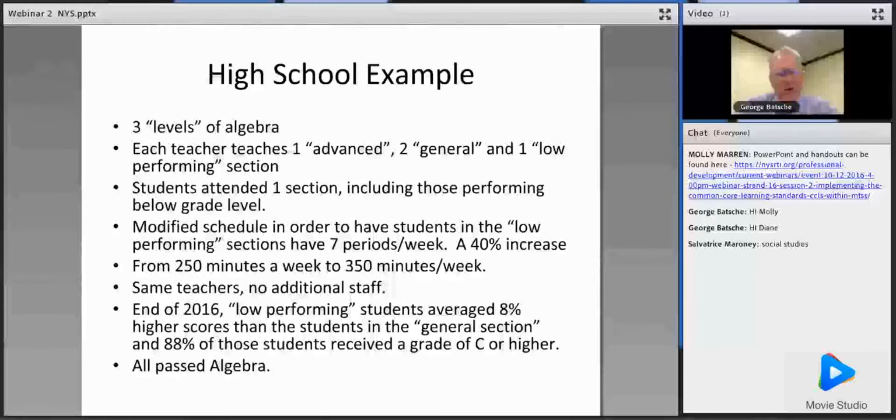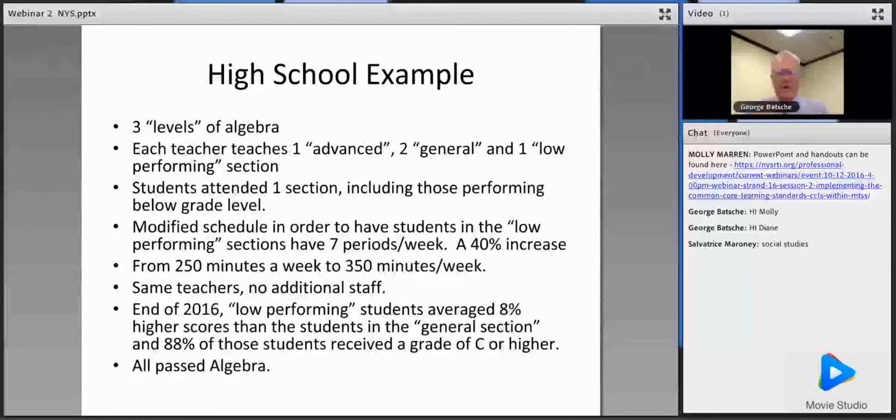This is an example in a school we're working with, and we implemented this in December of this last year. This school has 3 levels of algebra. Each teacher teaches 1 class of advanced, 2 sections of general, and 1 section for low-performing students. Students attend one section only. So you're either in the advanced, general, or low. You could move in between them, but you're assigned to one. So the building principal sat down and looked at the schedule.